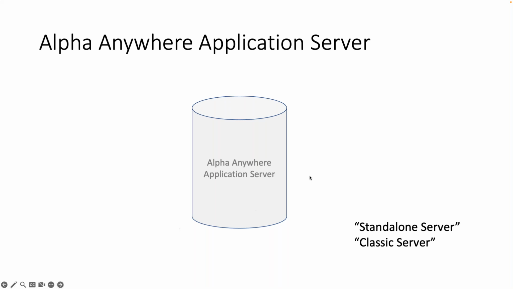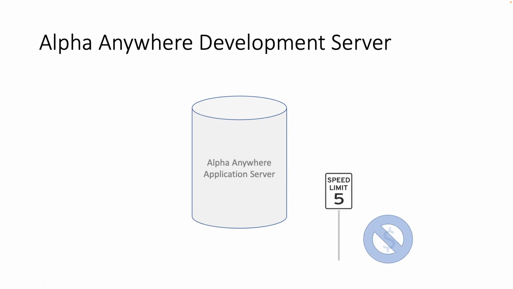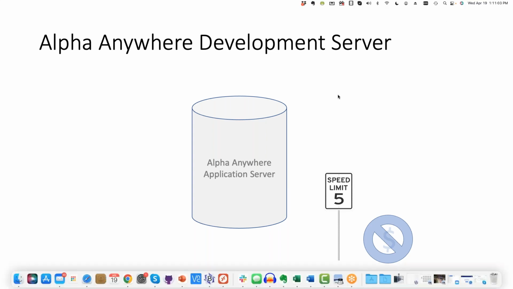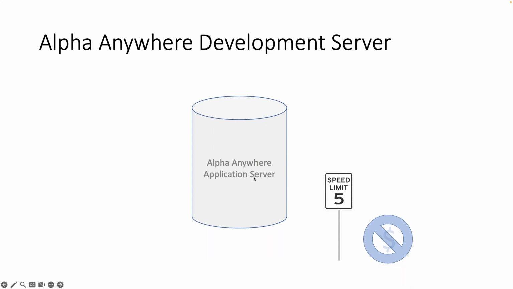We're actually going to talk about this one here today because it's part of another thing that we call the Alpha Anywhere development server. Built into your copy, even the community edition, is this web server. It automatically comes in that code. And it's basically the Alpha Anywhere application server, but with two limitations.